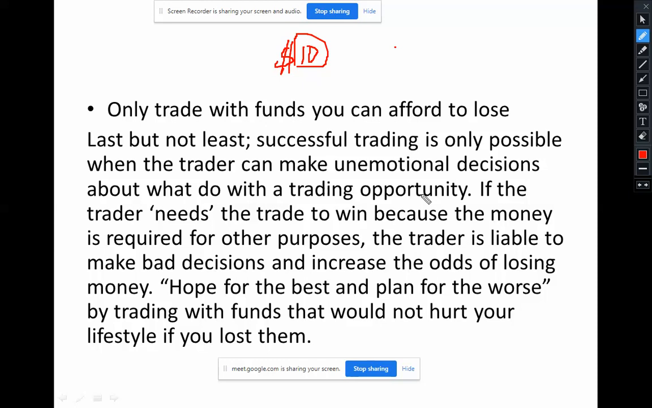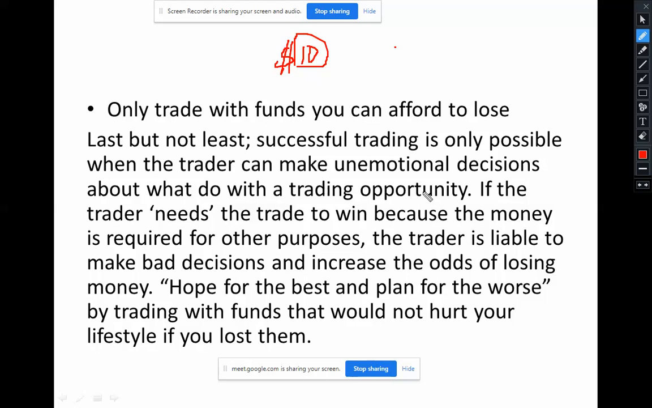I also said do not invest $1,000 in a trading account. A lot of people do that, even though they can afford to lose $1,000. I advise you not to do that. So do not invest more than that. Invest only the money that will not hurt your lifestyle if you lose it.